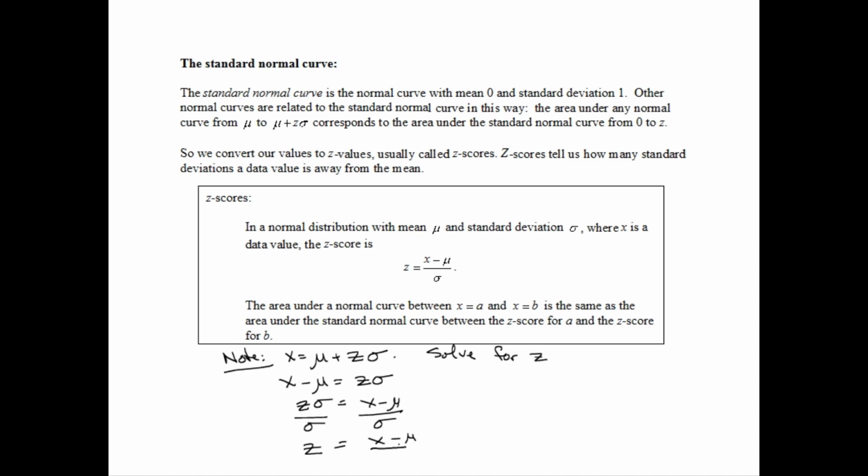Let me write that a little bit neater. So it turns out that if we're in the standard normal curve, we'll be looking at the z-score for A and the z-score for B. If we're in whatever other normal curve, we'll be looking at the area between A and B. And those two areas will be identical. And we're going to be able to look them up all on one table.